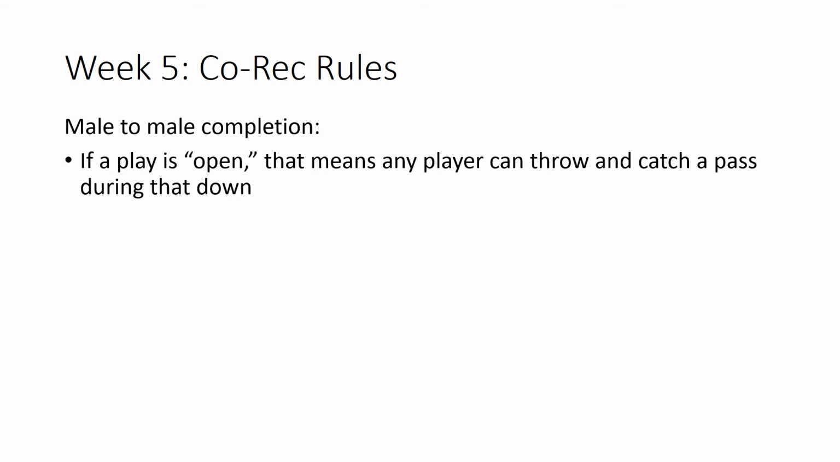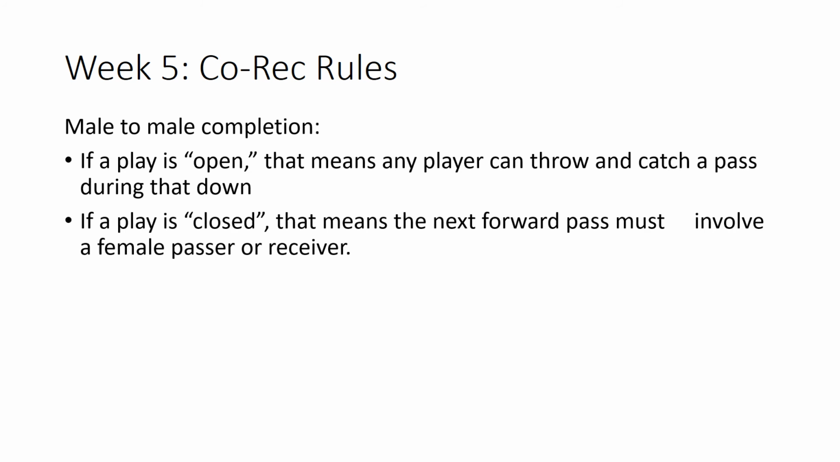I've already been using the terminology, so hopefully you're familiar with it. But the words that we use to determine whether a play can involve a male or not are open and closed. If a play is open, that means any player can throw and catch a pass during that down. If a play is closed, that means the next forward pass must involve a female passer or receiver. Let's go through some examples.